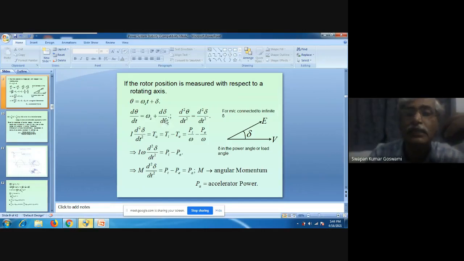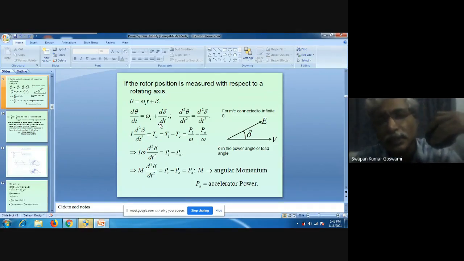But at any other speed, obviously d delta dt will have a value. If the generator is rotating at a speed which is above synchronous or below synchronous, there will be a non-zero value of d delta dt. That means d delta dt is the difference in speed between the rotor and the infinite bus voltage. Am I clear? Yes, sir.